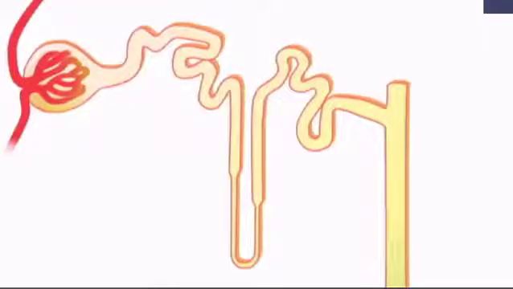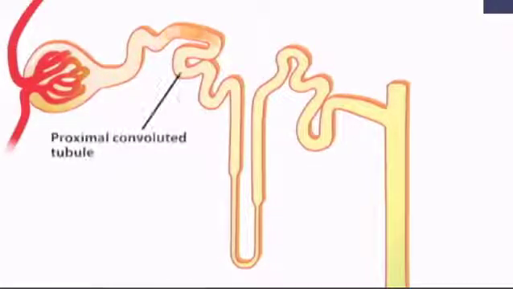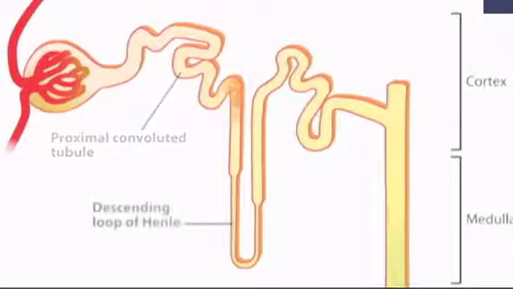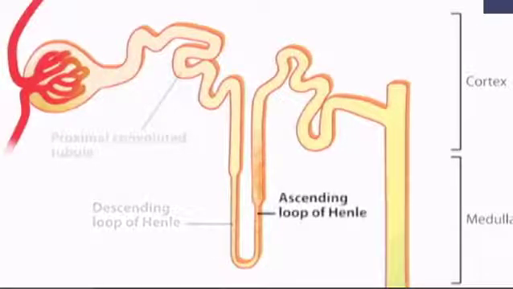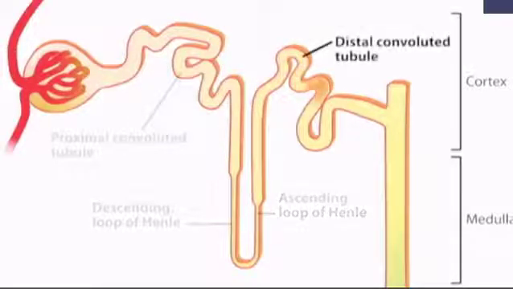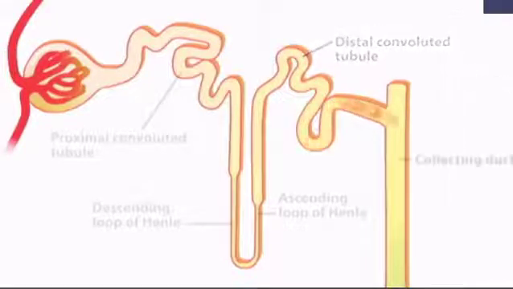So we start out at Bowman's capsule. The filtrate is going to enter the proximal convoluted tubule. It's going to then descend from the cortex of the kidney down into the medulla of the kidney via the descending loop of Henle. We're going to get all the way down to the bottom of that medulla, and then we're going to loop back up through the ascending loop of Henle. We're going to end up back in the cortex again, where we've got the distal convoluted tubule. And then the filtrate is finally going to enter the collecting duct from where it enters into the ureter and down into the bladder. I'm going to walk you through those sections a little bit slower now, all right?